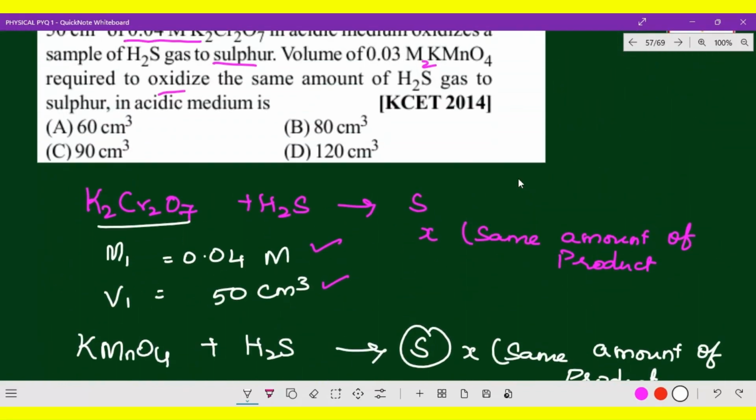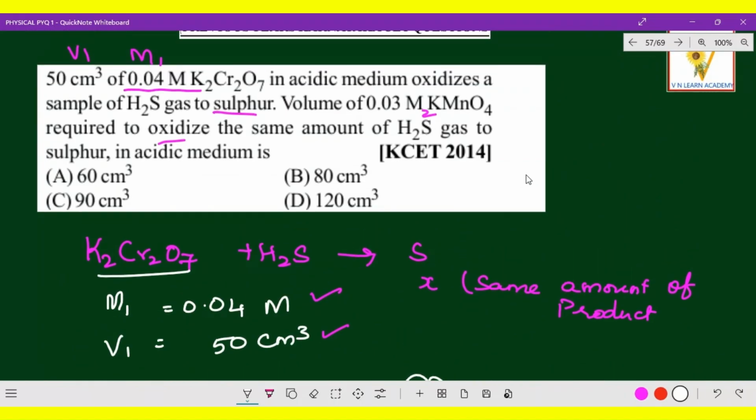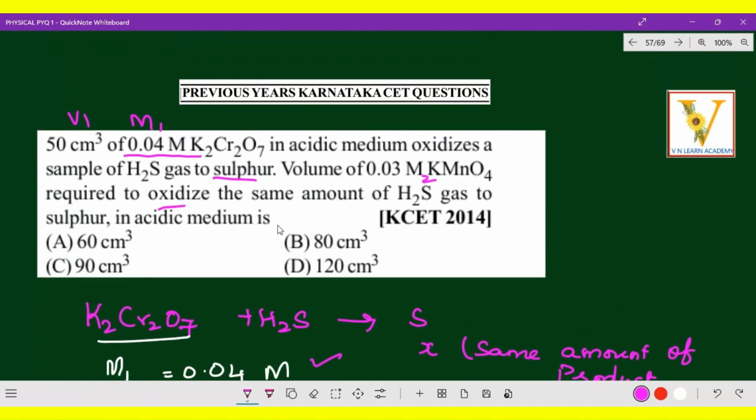It is 80 ml, 80 centimeter cube. Yes, we got it. Option B is the correct option. Option B. I hope you got the clarity. Come on, let's go to the next question.